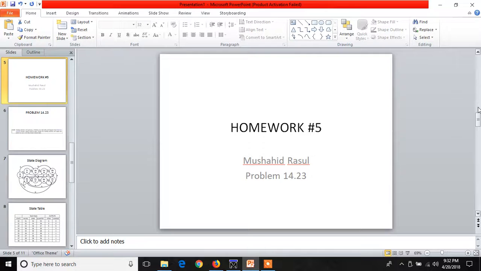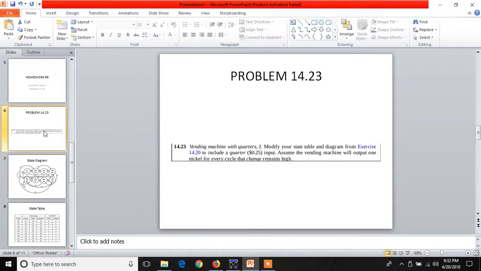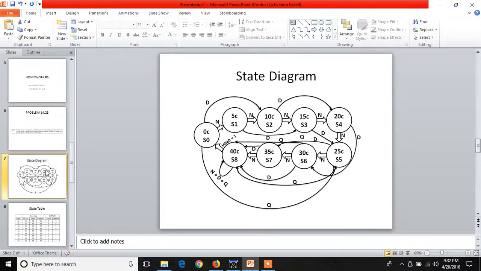This is problem 14.23. In this problem we were to modify the state table in the previous problem and add a quarter as an input. So here is the state diagram. It's the same state diagram but with a quarter added as an input.